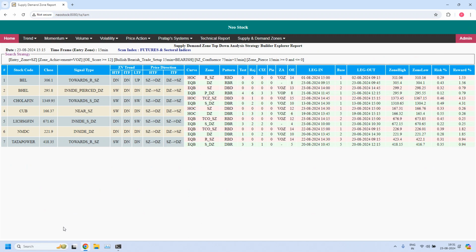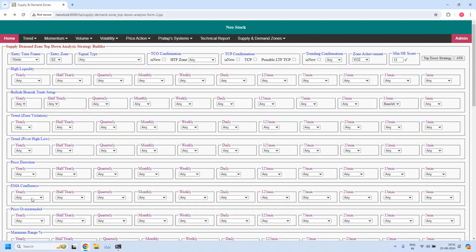Now let's verify how many of these 75 minutes supply zones, because they are the ITF zones, have confluence with daily EMA. So I'm going back, adding the EMA filter. In EMA confluence, in the 75 minutes time frame, we need to look for the 75 minutes supply zone with daily EMA confluence.